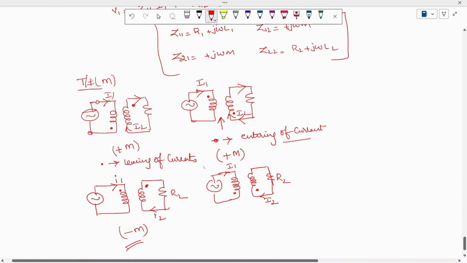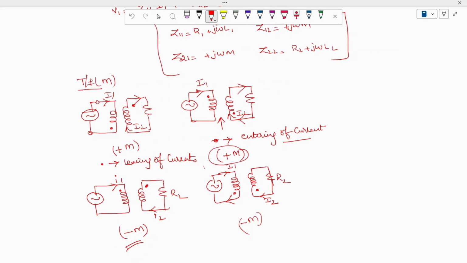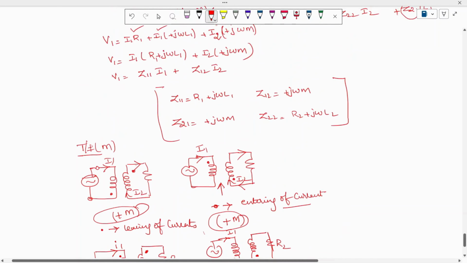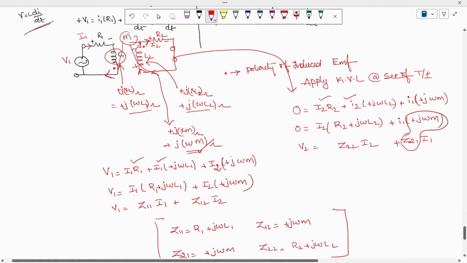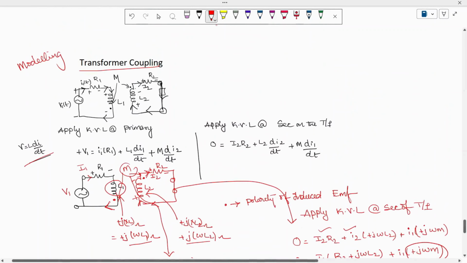Here the current is leaving, we have the dot, and the current is there at entering, here also we have minus M. So that's how the mutual inductance values are different for different flows of current into the dot. So that's how we are going to decide this plus M, minus M. So this is all about the modeling of the transformer.